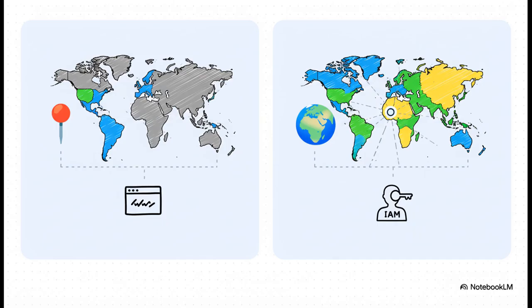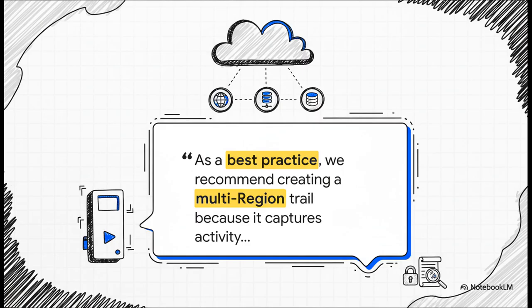The much better option, and the one that's the default in the AWS console, is a multi-region trail. This gives you that comprehensive view by recording events in all regions, including those critical global services like IAM. And look, you don't have to take my word for it. AWS is super clear about this. The official best practice is to always create a multi-region trail. Honestly, in today's cloud world, you just can't afford the blind spots that a single region trail creates.